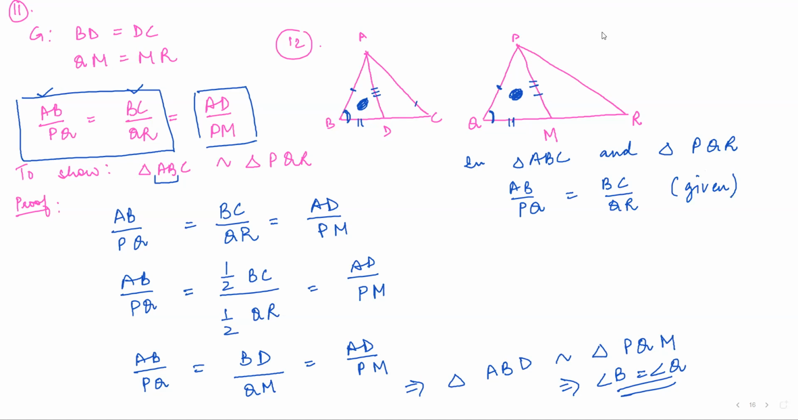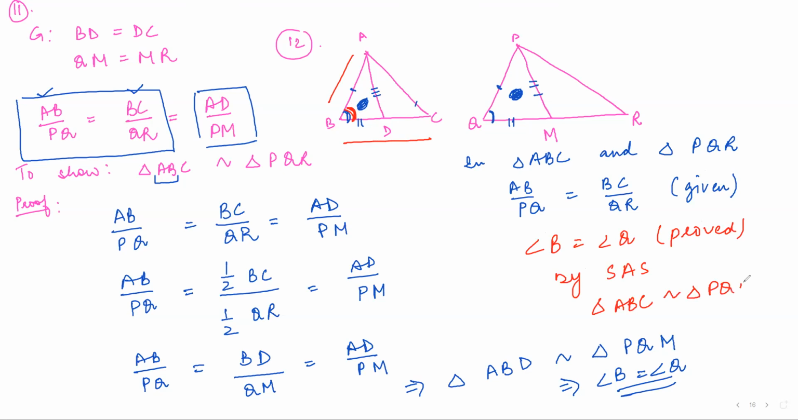Now, you again see carefully, AB is this side and BC is this side. So the angle has to be this one, which falls between these two lines. So angle B is equal to angle Q, which I have proved. So by SAS criteria, the triangles are similar. ABC is similar to triangle PQR. Done, ma'am. Okay, next question now.